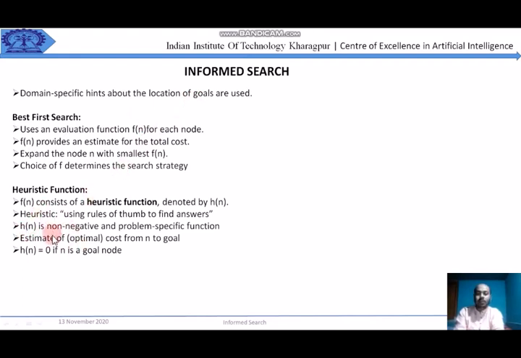Some properties of the heuristic function are that h(n) is non-negative and it is problem specific. Obviously, for a specific problem, the heuristic function is specific; it is different for different problems. Another property is that the heuristic value of a goal node is 0.